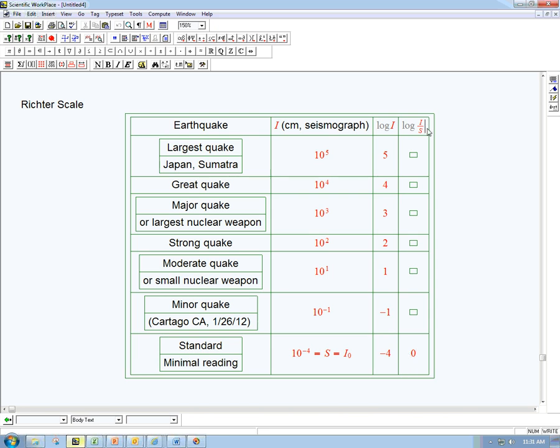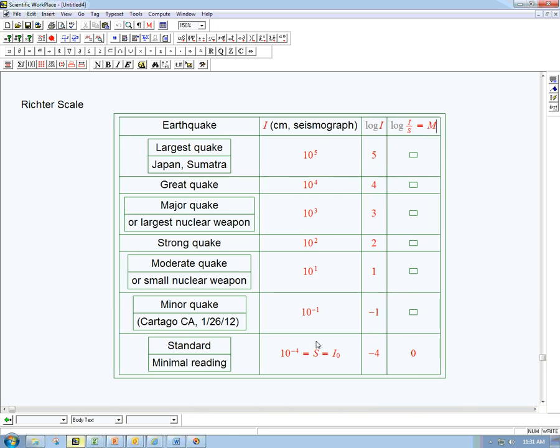So this is really going to be the magnitude of the earthquake. 10 to the minus 1, if you divide that by 10 to the minus 4, you subtract the exponents and get 3. So it's 10 to the 3 times, a 1,000 times more intense, in some sense, than the minimal reading. And so you get magnitude 3. A moderate quake, let's see, 10 to the 1 over 10 to the minus 4, that's 5. A moderate quake is, in terms of the energy released, something like a small nuclear weapon.